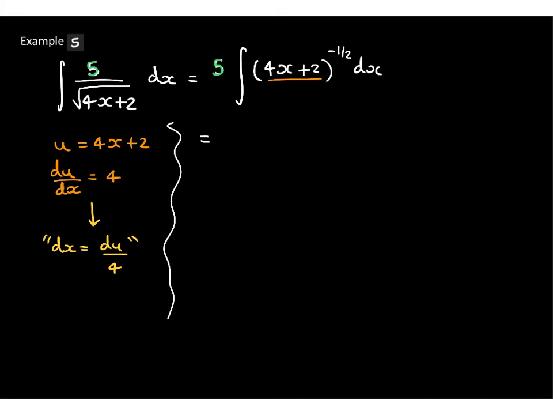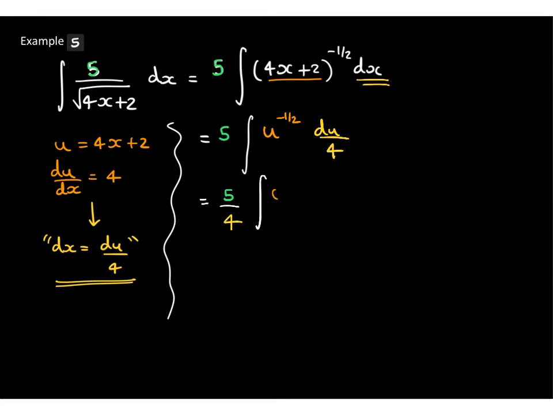So that 5 can just remain where it is. We'll incorporate it in the answer in the end. And then we want u raised to the power of negative a half. And then in place of dx, I want to go here and replace it with du over 4. Now again, I'll pull that 4 out of the front of the integral. So we've got 5/4 times the integral of u to the negative a half du.